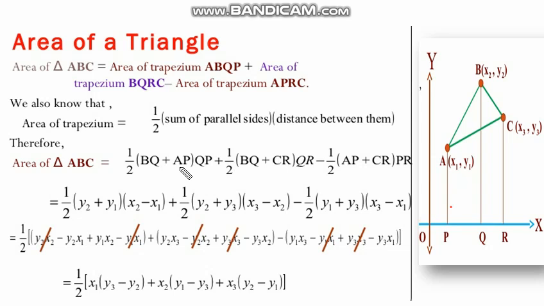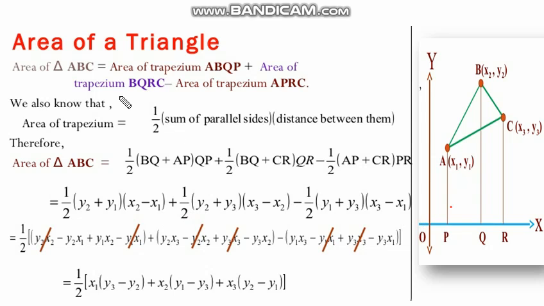So y2 plus y1, and the height QP. What is the distance QP? Q's distance from the y-axis is the x coordinate. What is the x coordinate of Q? It is x2. So the length of Q from the y-axis is x2 and the length of P from the y-axis is x1. So PQ equals x2 minus x1. Similarly, we can find the remaining trapeziums.